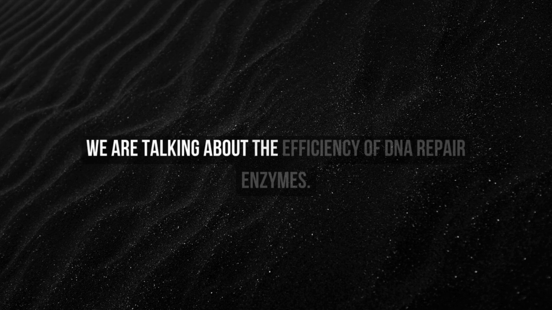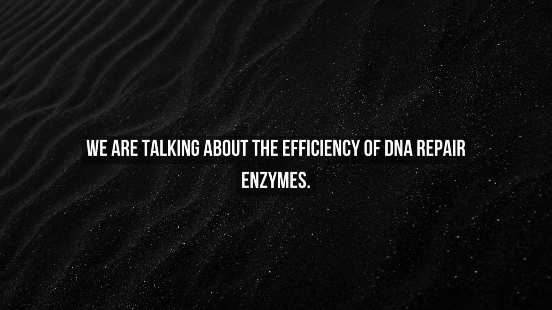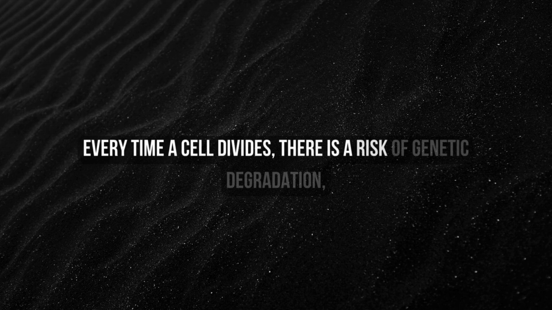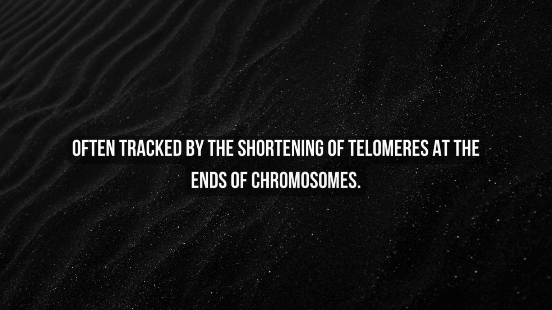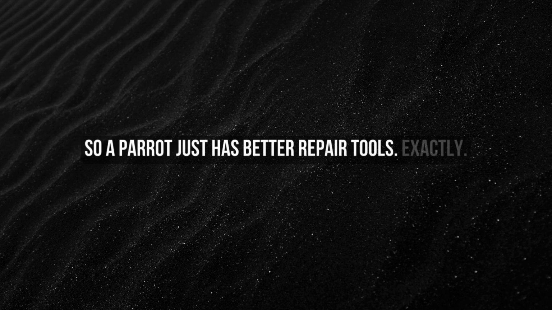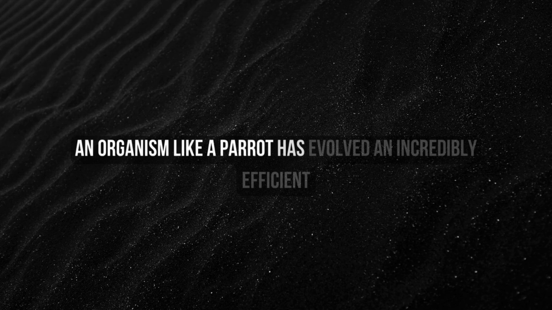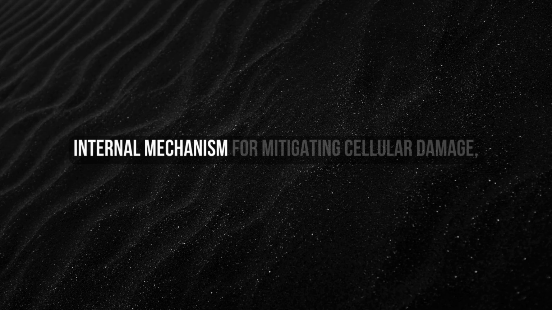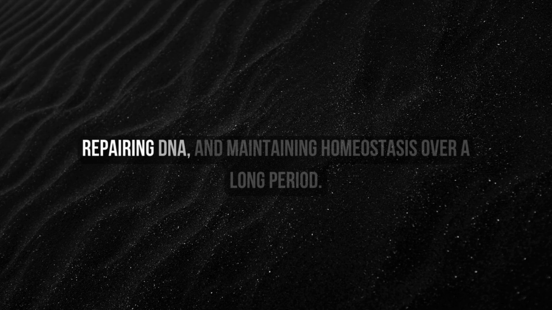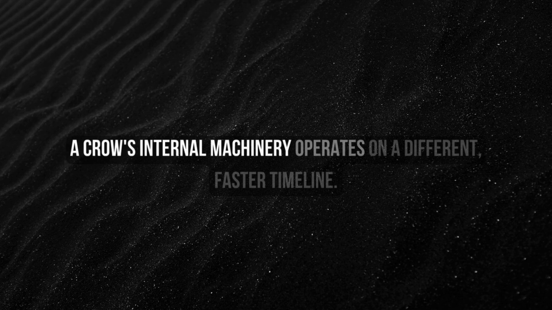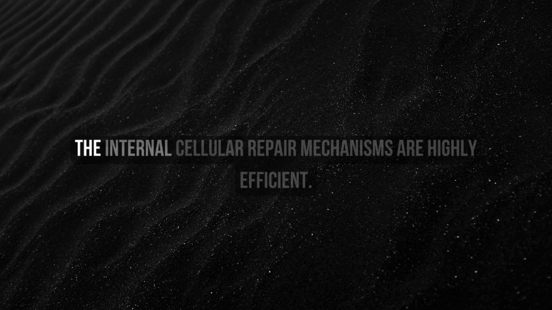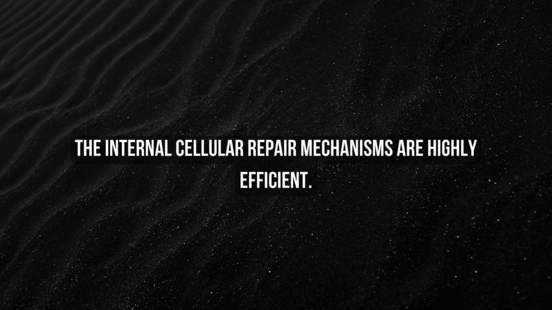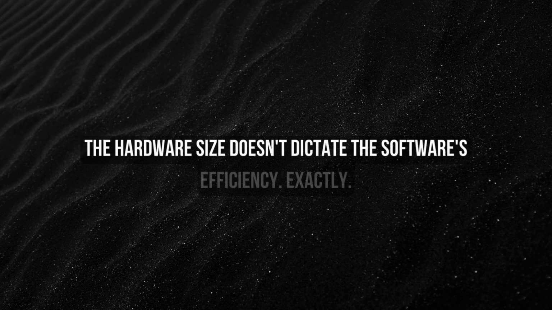Wow. Okay. We're talking about the efficiency of DNA repair enzymes. Every time a cell divides, there is a risk of genetic degradation, often tracked by the shortening of telomeres at the ends of chromosomes. So a parrot just has better repair tools. Exactly. An organism like a parrot has evolved an incredibly efficient internal mechanism for mitigating cellular damage, repairing DNA, and maintaining homeostasis over a long period. A crow's internal machinery operates on a different, faster timeline. So the size of the casing is irrelevant if the internal cellular repair mechanisms are highly efficient. The hardware size doesn't dictate the software's efficiency.